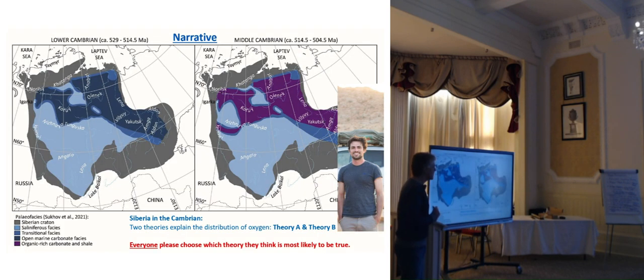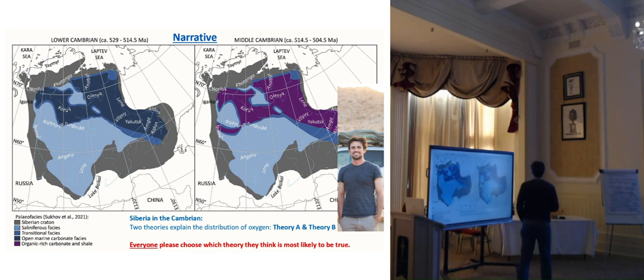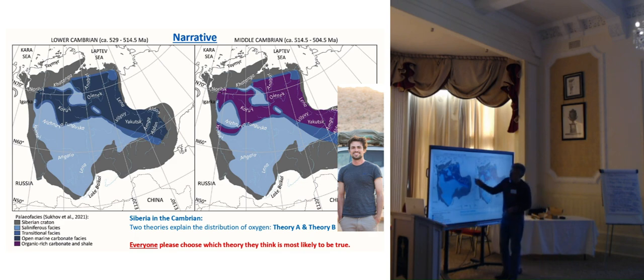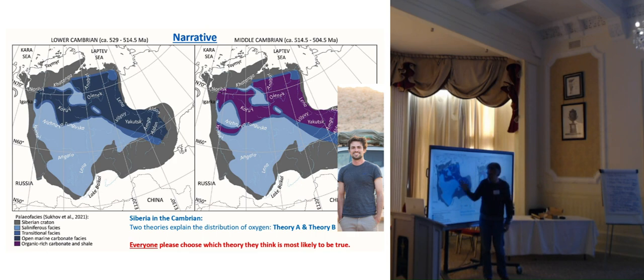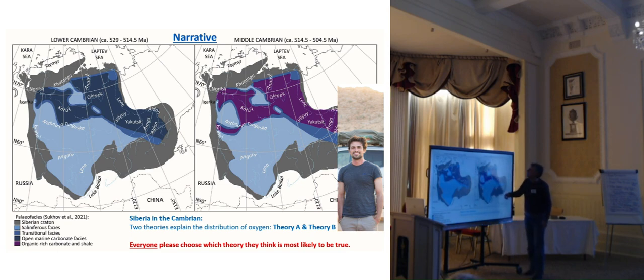So the problem is this. This is the Siberian craton in the Lower Cambrian. And you can see it's a large landmass, but actually it's not a landmass, it's all below sea. Okay? And these different colors here are simply different facies from different water depths. And this is the Lower Cambrian, so up to about 514 million years.